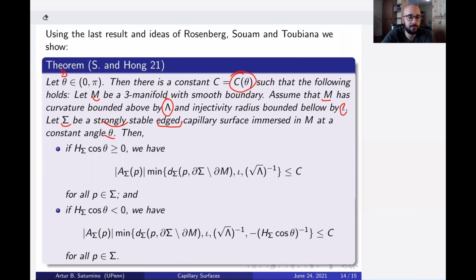But then it turns out that we divide into two cases based on the value of this constant. The first one: if this constant is non-negative, then we have bounds on the second fundamental form which depend only on the distance to the edge, the bound on the injectivity radius, and the bound on the curvature of the ambient space. In the second case, where this constant is negative, we have bounds on the second fundamental form which depend on all that we had before, but also depend on the mean curvature.